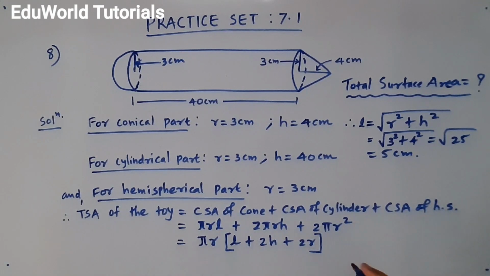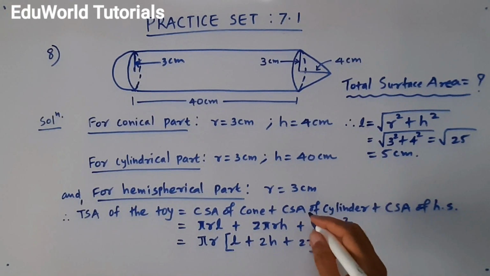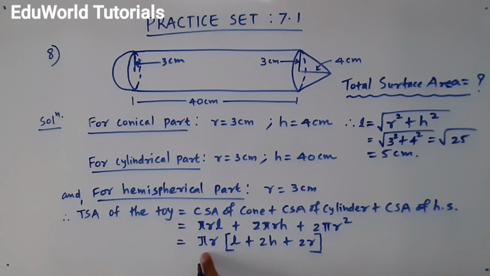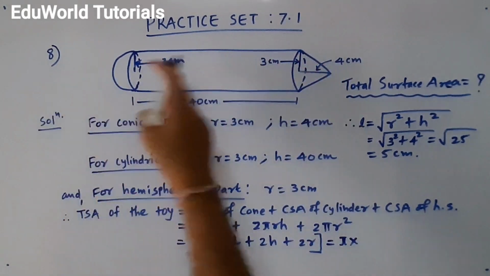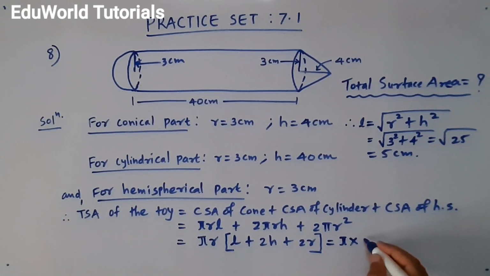Now we have to substitute the values. If we keep the value of pi, it is 22/7 or 3.14. But in the textbook, they have not considered the value of pi, so your answer would be in terms of pi. So we are not substituting the value of pi, we are keeping pi as it is. R, for any object, is 3 centimeters.